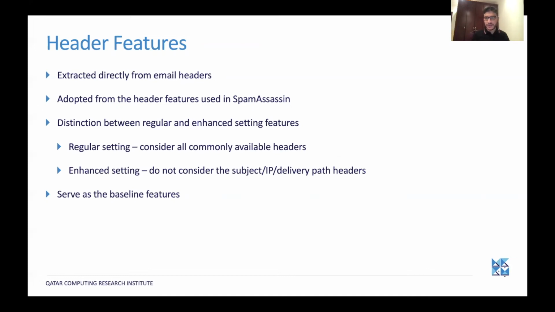When we say regular, they include all the commonly used header features in email systems. And in the enhanced setting, we exclude features such as subject, IP, and delivery path from the header features, as some of these features are not available with some of the end-to-end encrypted solutions. And the header features serve as our baseline features to train our baseline model.